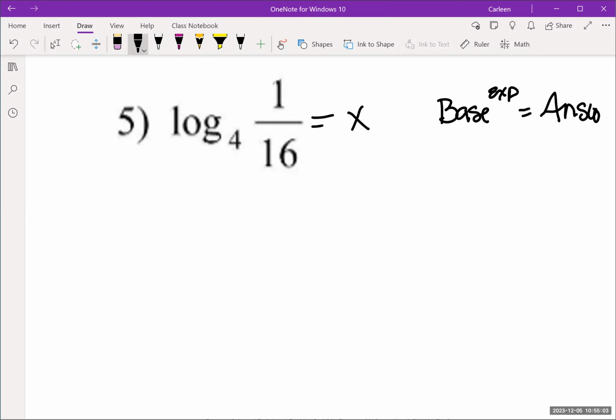Zoomers, can you type it in, please? What is the base? Awesome. 4. What is the exponent? X and answer. 16.